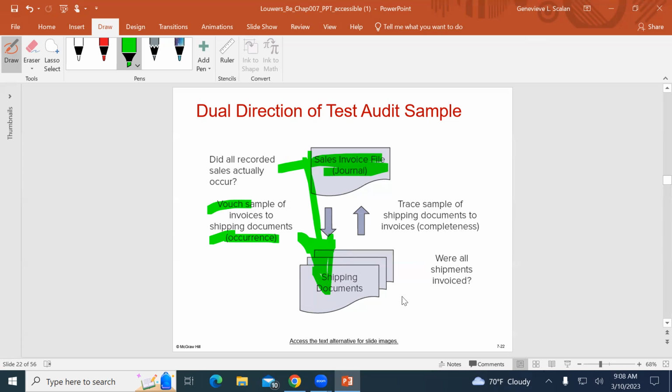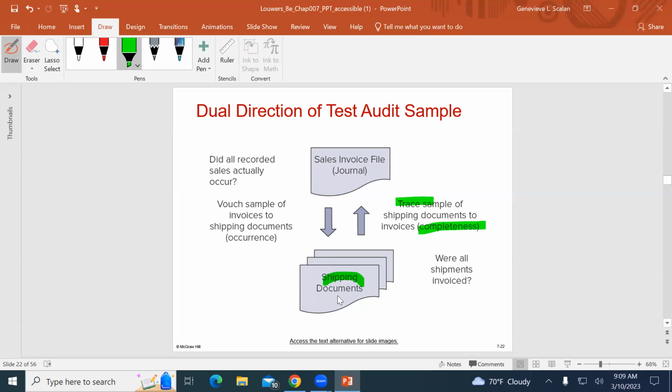Other direction, starting with the documents, right? And going to the ledger or journal, right? So testing for completeness, we call this tracing. So I start here and I say, hey, we shipped this. Did we recognize the revenue for this thing we shipped? So you have to start at the transaction document and make sure it got in the journal, the ledger, got into the document.